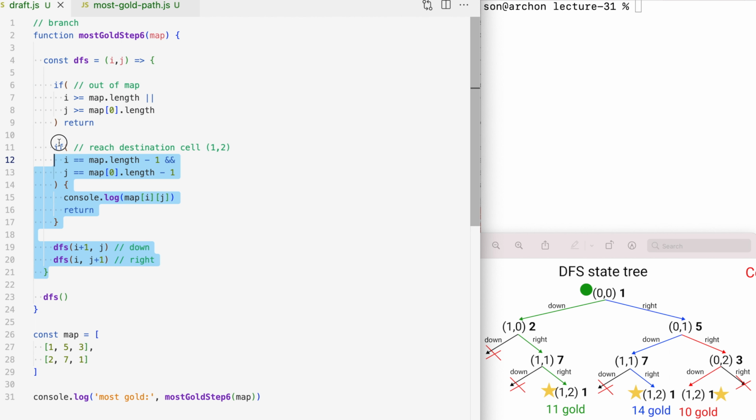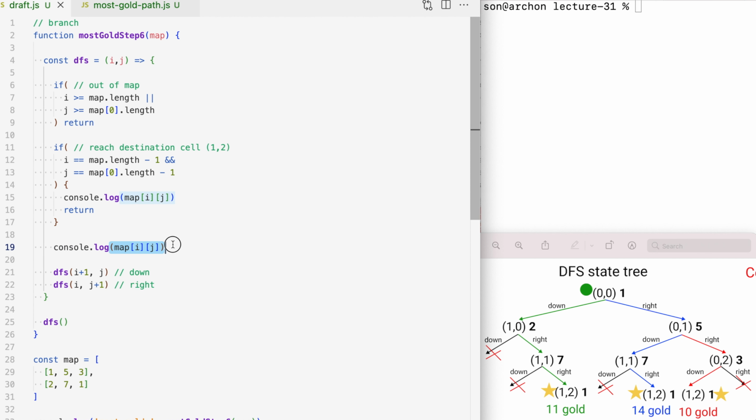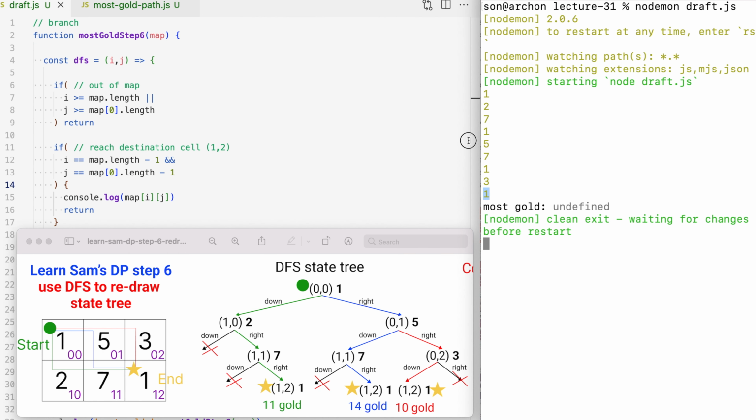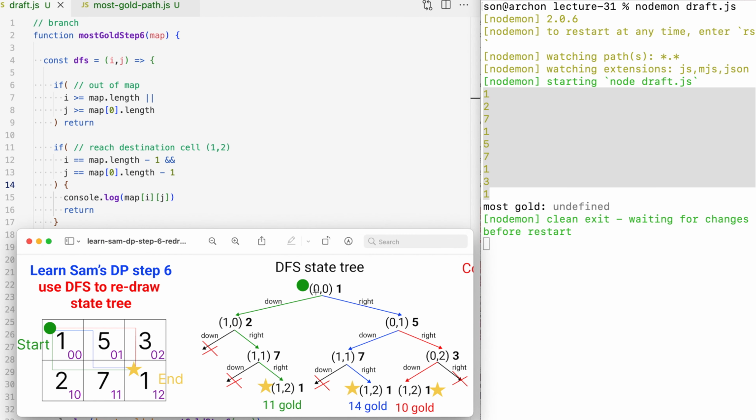Now to check if our recursive function creates the same tree that we want, we're going to print out the nodes as i, j to compare with the state tree that we have. And we're going to start at position 0, 0. Now if we run this, these are the nodes that we have. And we're going to compare these nodes with the nodes in our depth-first state tree.